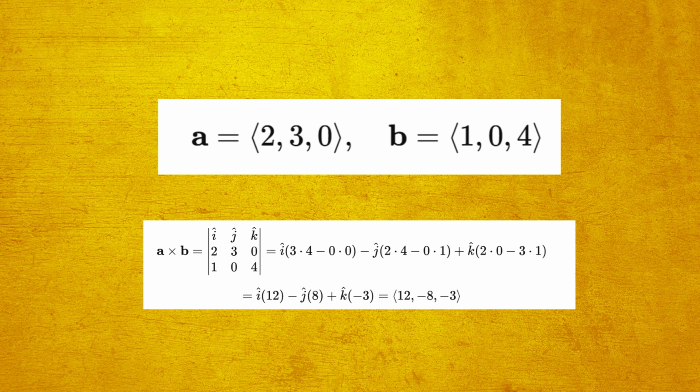Step 1. Set up the determinant. To do this, we'll use the determinant of a 3 times 3 matrix with unit vectors i, j, k on top. Now use cofactor expansion across the top row.